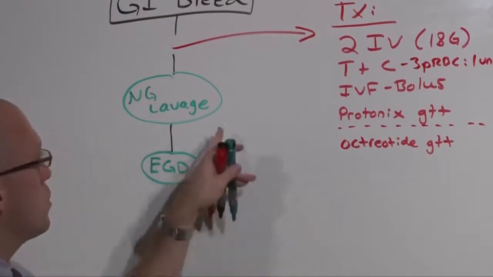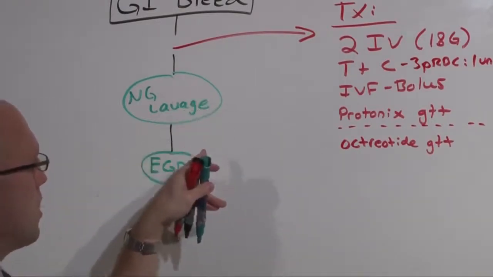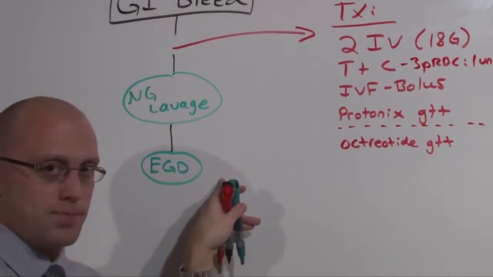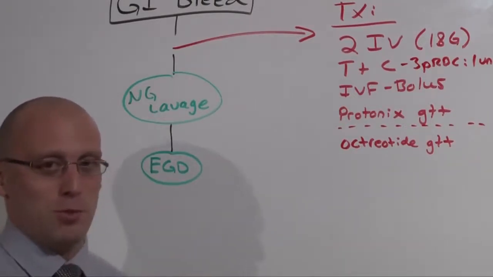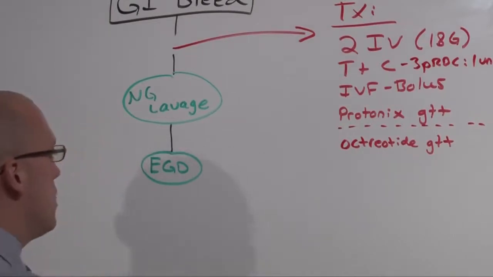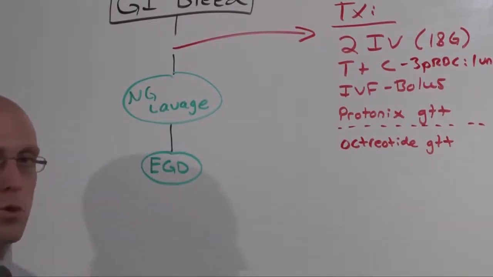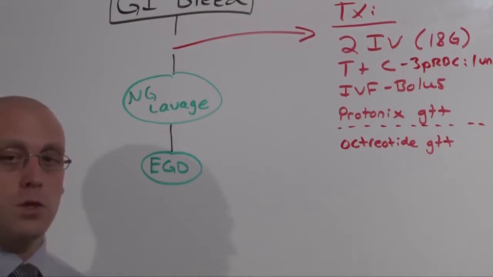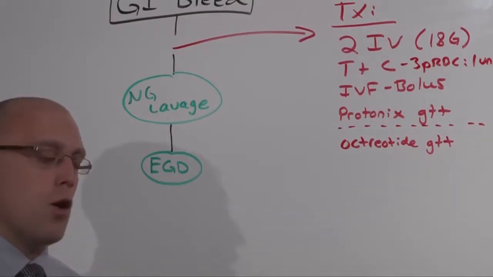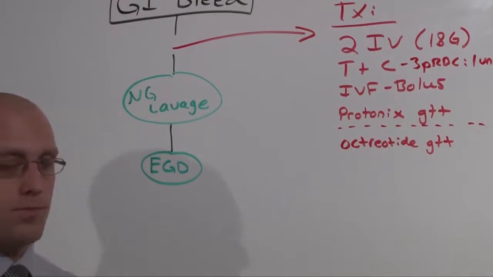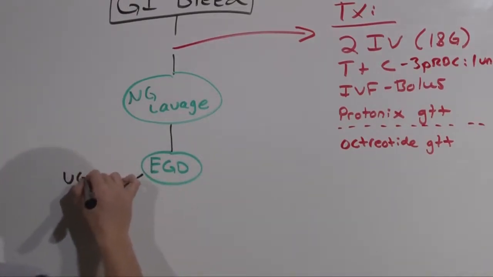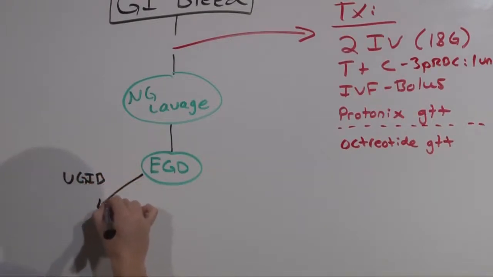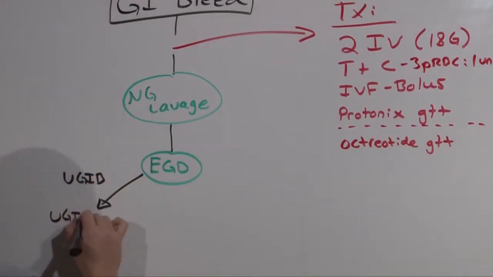So the first thing you do is place an NG tube and do a lavage. The next step is going to be endoscopy, unless you're 100% sure that you have a lower GI bleed source. The EGD is good enough to show you through the duodenum, including the sphincter of Oddi, so you know if there is biliary tree bleeding all the way back up to the esophagus. If the EGD shows an upper GI bleed, it usually is sufficient to diagnose the condition and treat it.